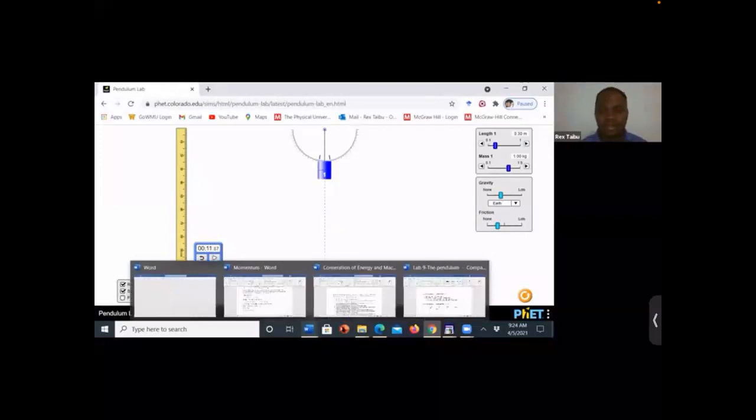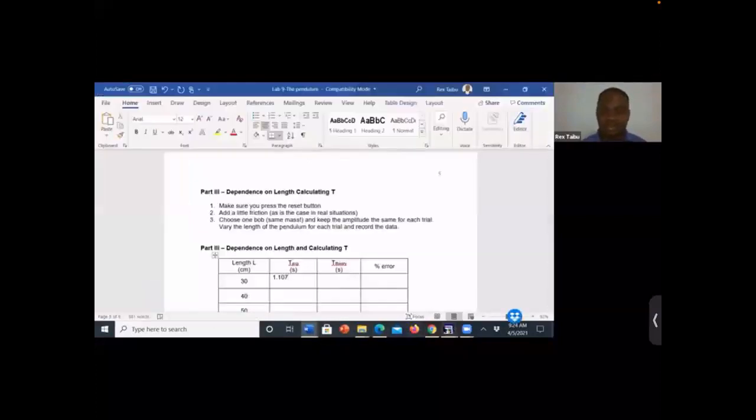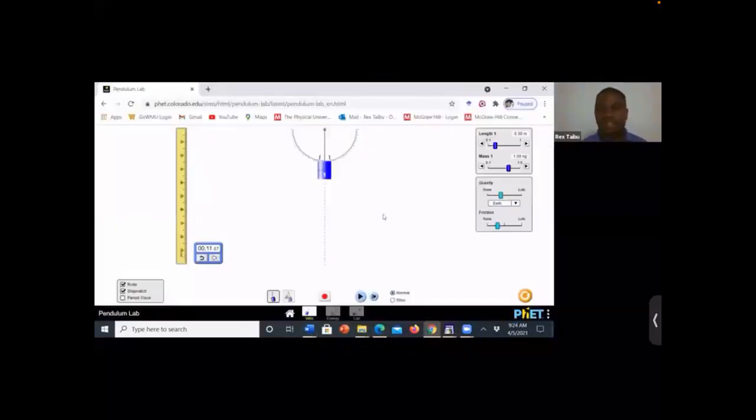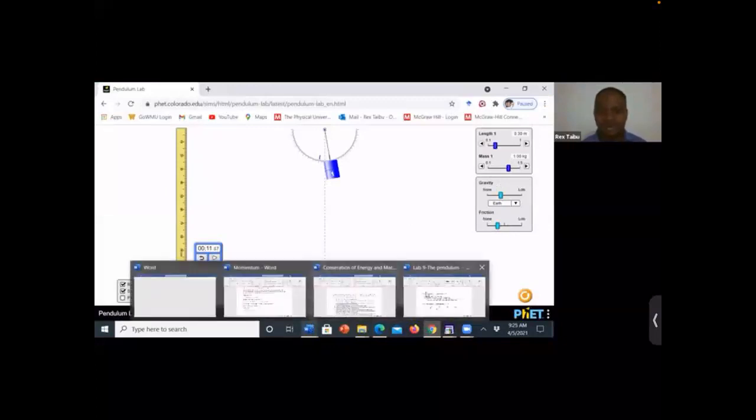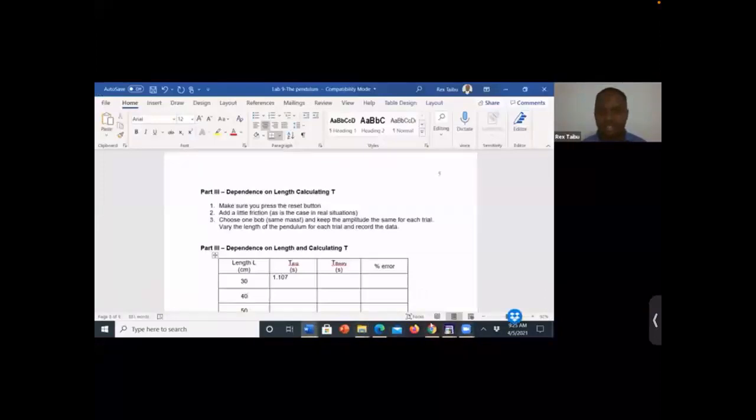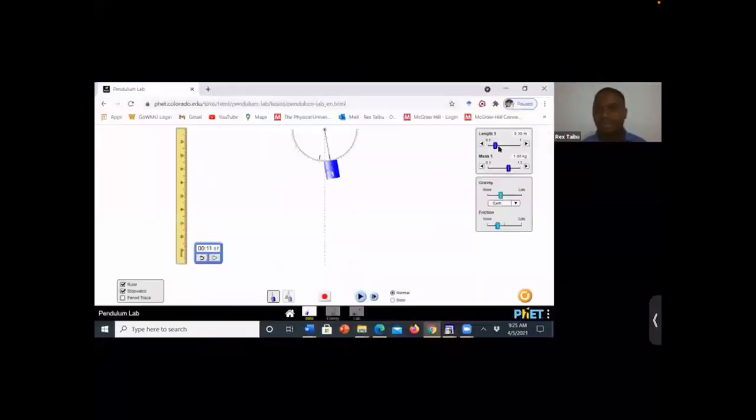Then you go ahead and vary the length to 40. So you go to your simulation. Everything is constant, so put the angle at 10. The mass is the same, the friction is the same, but we have to change the length. What was it? I forgot the number. 40 centimeters. So let's make it 40, which is just 0.4. Then you reset that and do the experiment again. I'll do this with you. Second one.